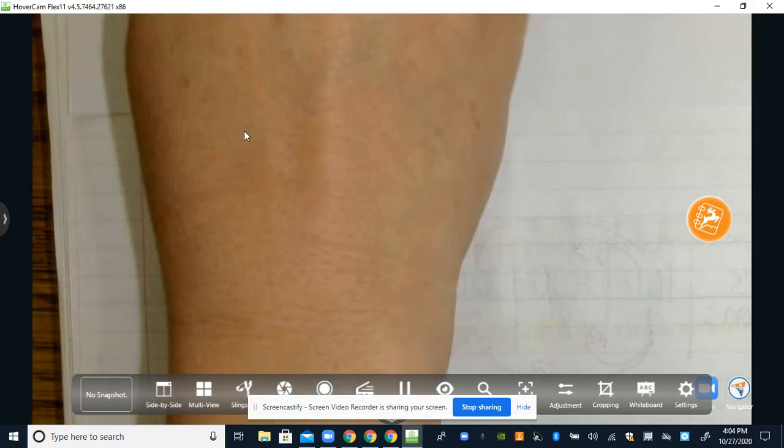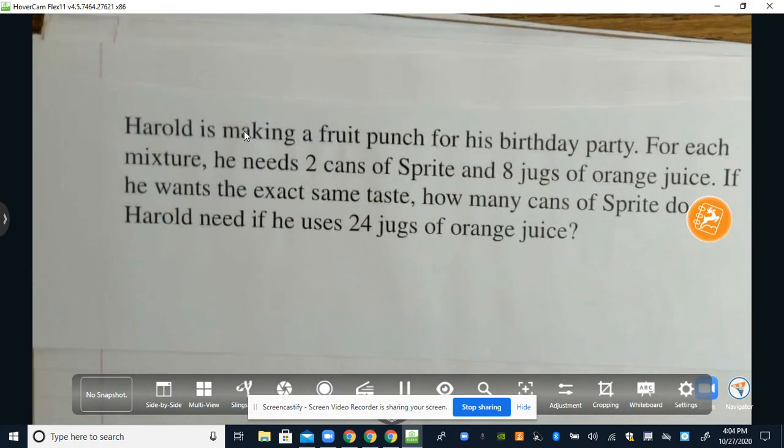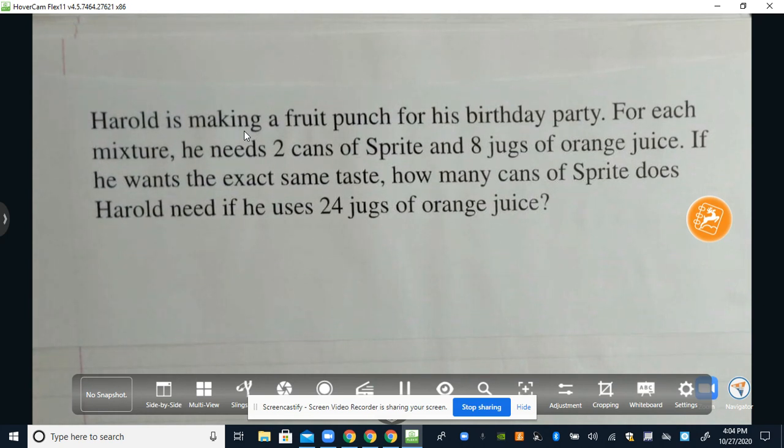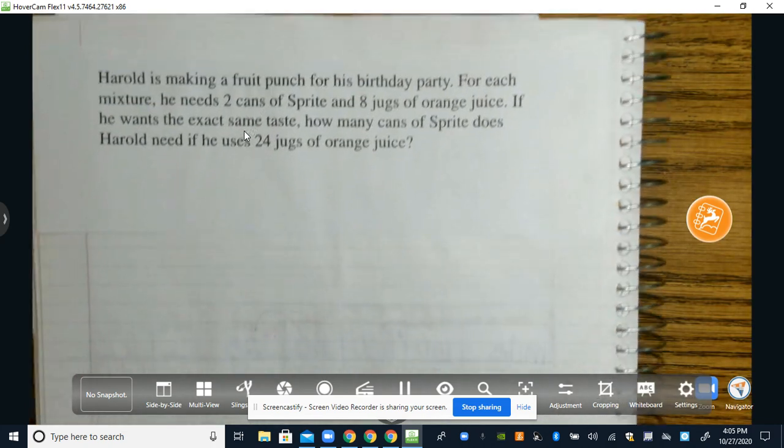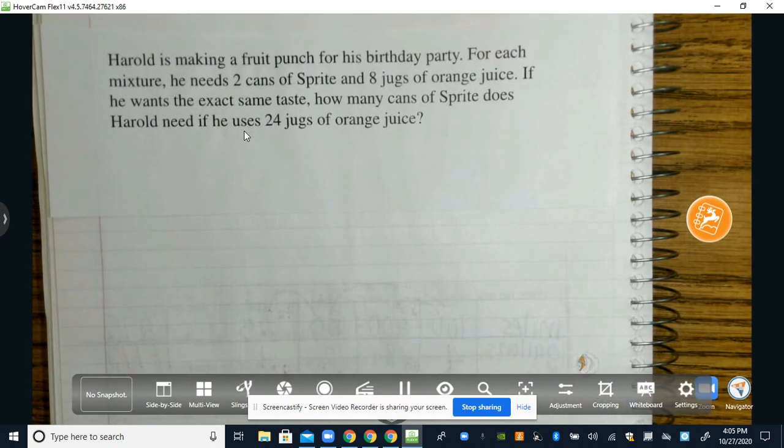And in your journal, you'll cut out your Harold question, and you're going to put that up at the top. I'm going to put that up at the top. So here's my question, and we're going to do this question 4 different ways to solve this.